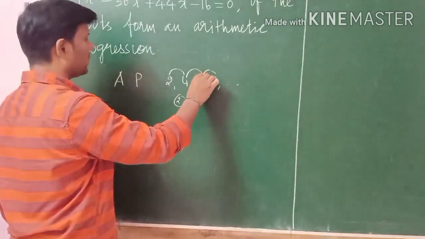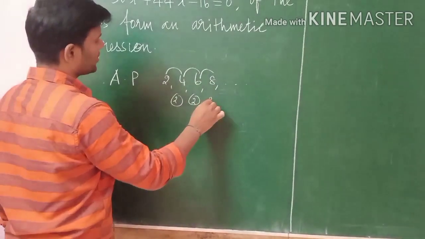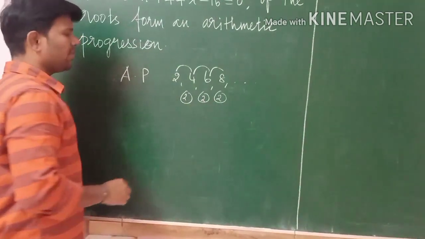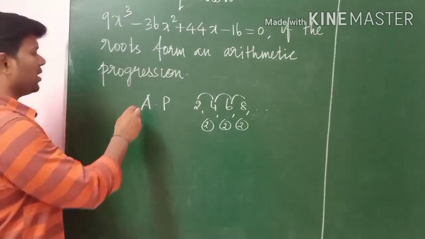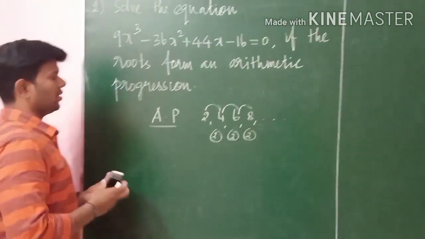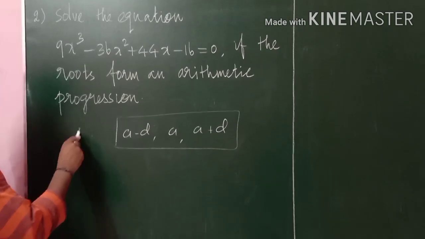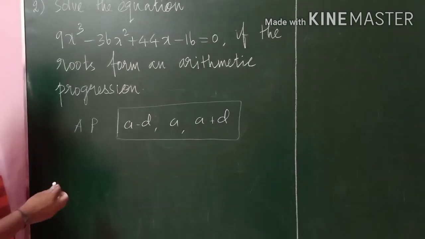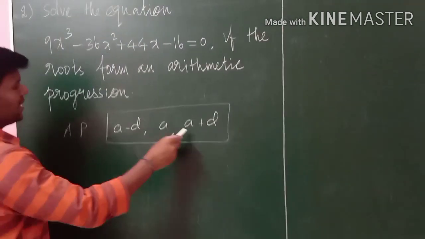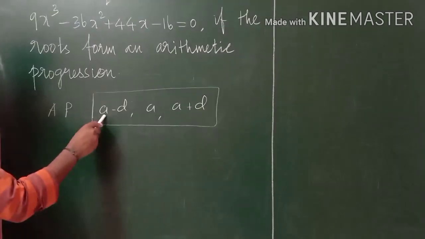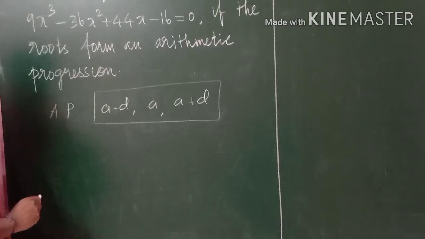Then fourth term minus third term, 8 minus 6, 2. So like this, the common difference will be equal everywhere. So that is an arithmetic progression. So three terms in AP, usually we take a minus d, a, a plus d. Okay? So a is the first term, d is the common difference.